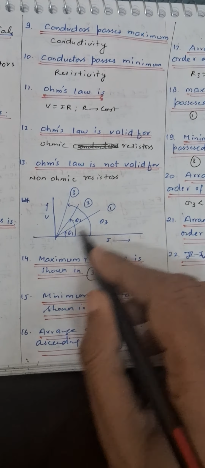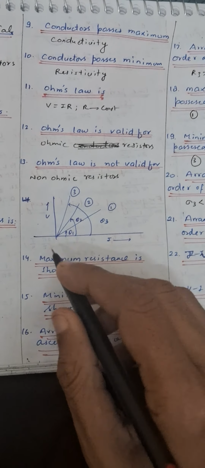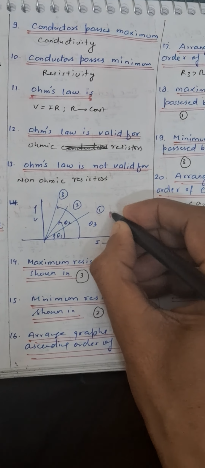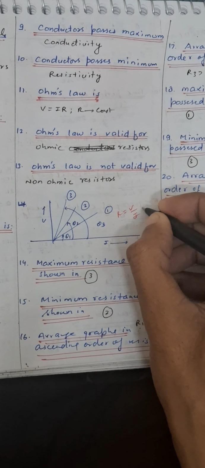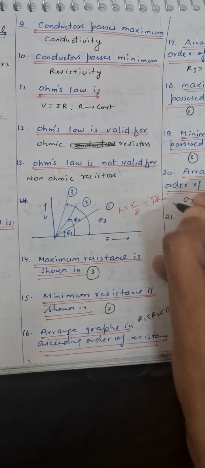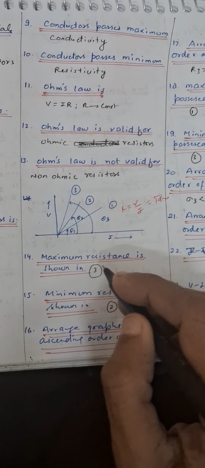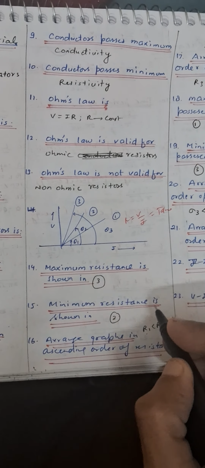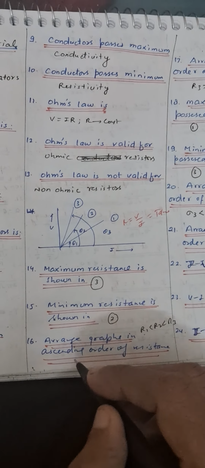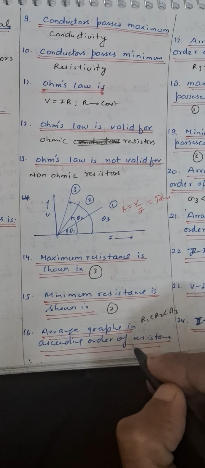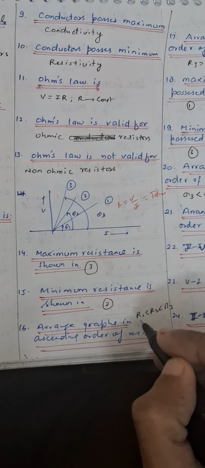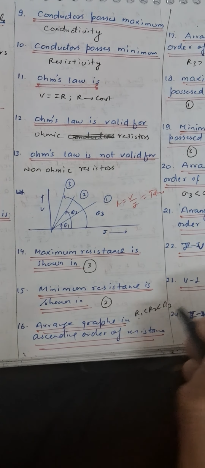Next we are given a question on the VI curve. We know that resistance is given by V by I, which is equal to tan theta. So corresponding to the greatest angle we have the greatest resistance, which is shown by curve number 3. Minimum resistance is shown in curve 2, and then average. Arrange graphs in ascending order of resistance: R1 is less than R2 less than R3.